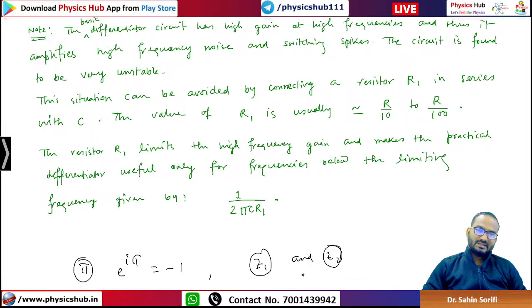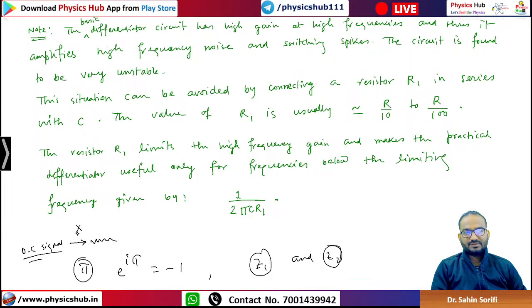Another reason is that if you are dealing with a DC signal, a DC signal can pass through a resistor, but it will be blocked by a capacitor. That is also the reason a capacitor is not used. Actually this is the main reason. Phase shift is the additional thing.